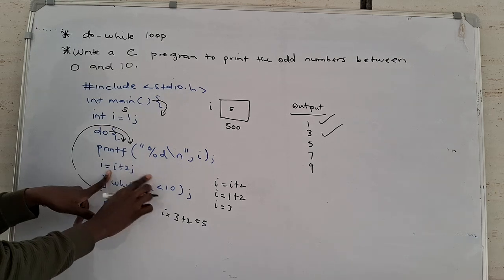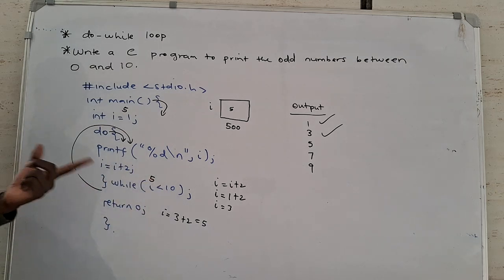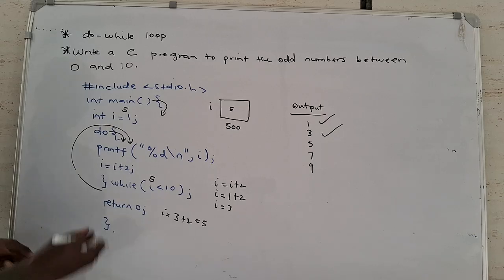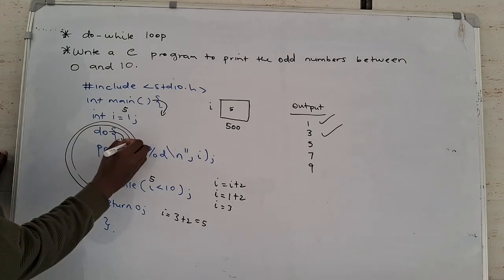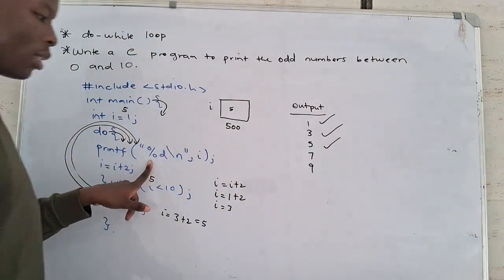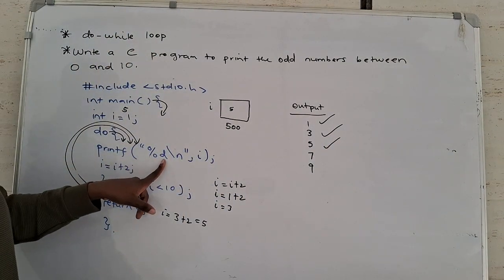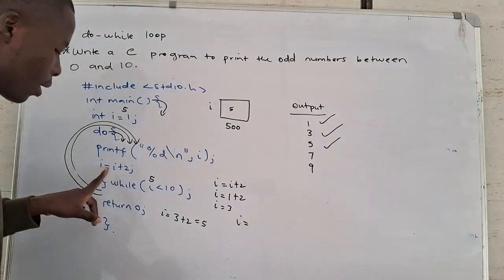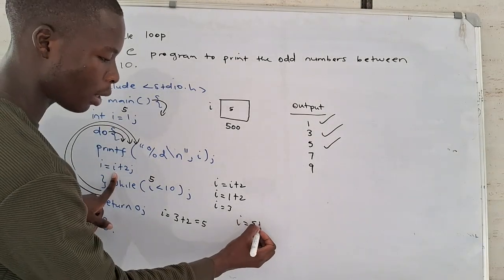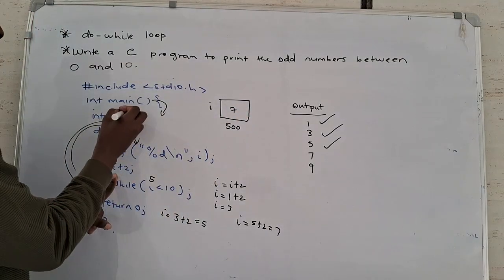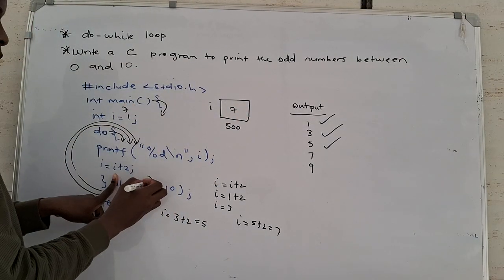Now it is going to check. 5 is less than 10. True. It is going to enter again. The value of I, which is 5, is going to be printed. After printing this, the value of I is incremented. I is 5 plus 2, which is 7. So now I is 7.